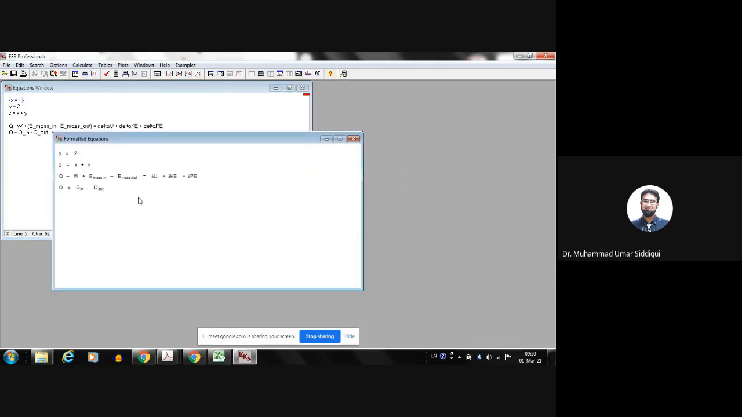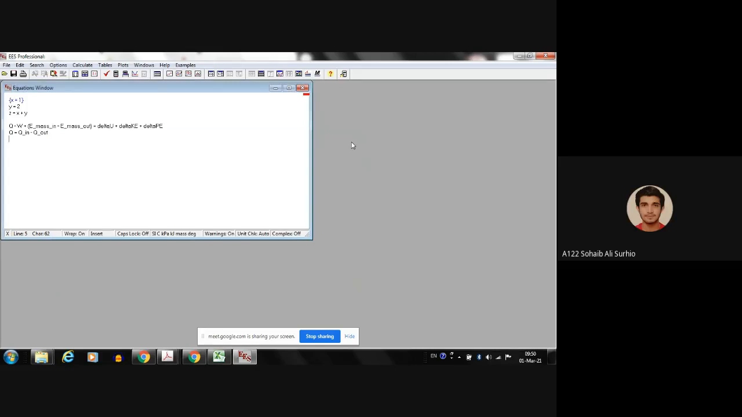So do you see this thing? It's very simple. You just need to write the equations, and then you're going to put the input values. If the number of equations equals the number of variables, it's going to solve it. As simple as that. Now tell me, is it complicated? No, sir. It's not complicated.